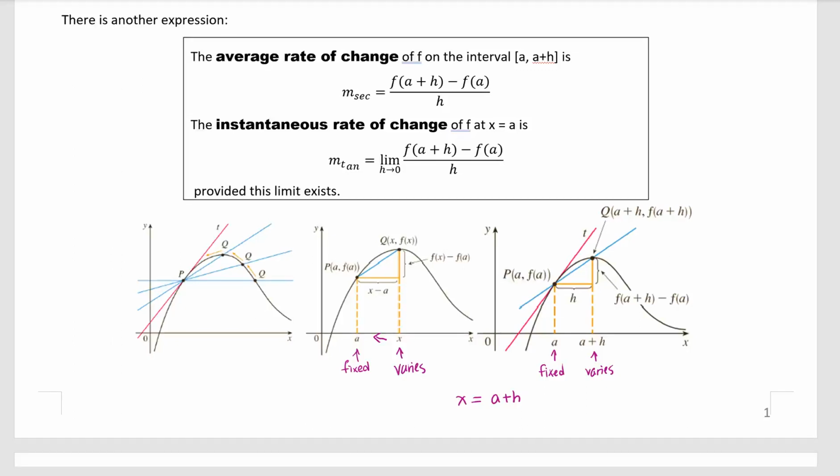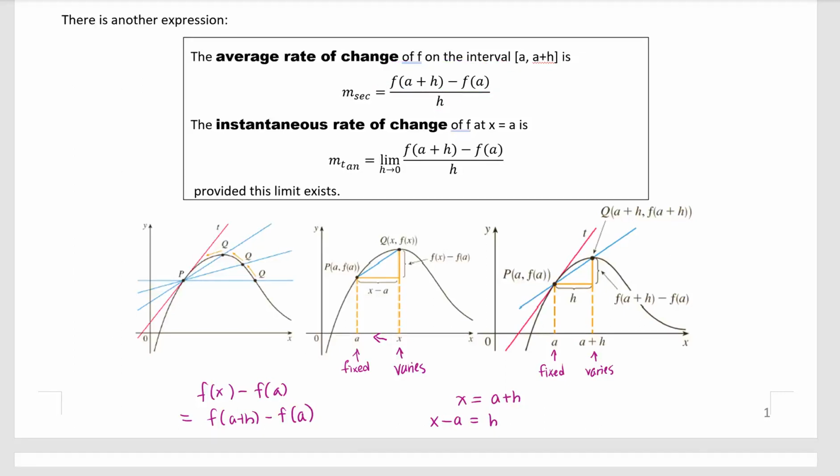Alright, so that's why f of x minus f of a now becomes f of a plus h minus f of a. Right? But now, what is x minus a? Well, x minus a is just h. That's why the numerator now becomes f of a plus h minus f of a. The denominator is just h.